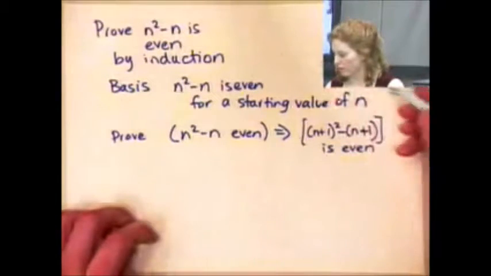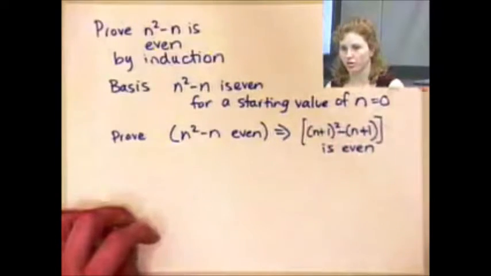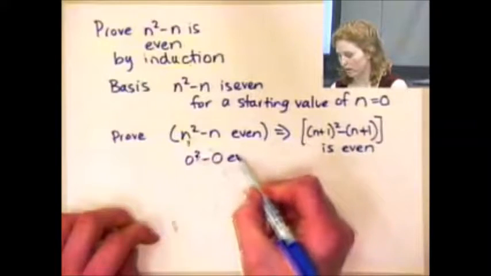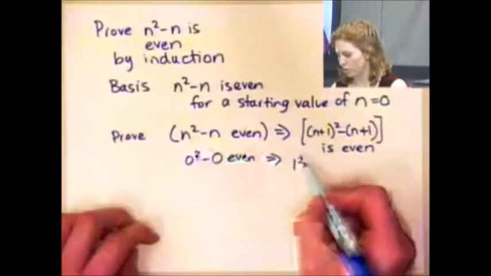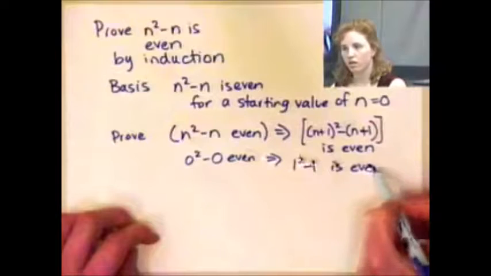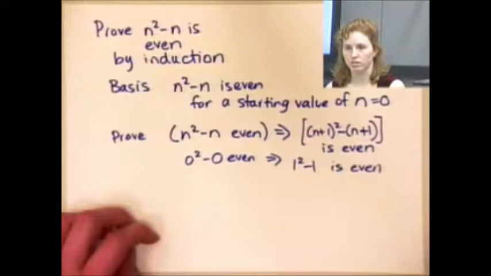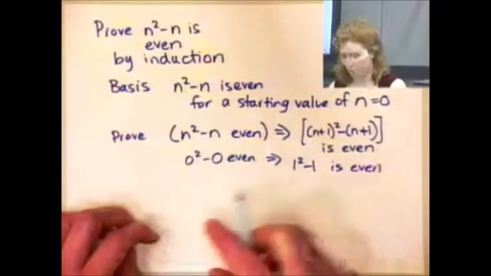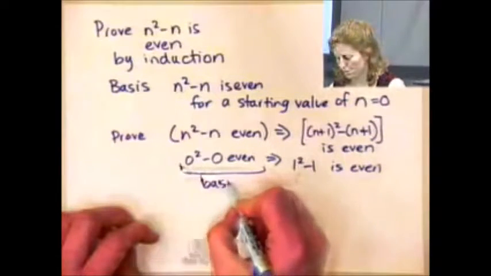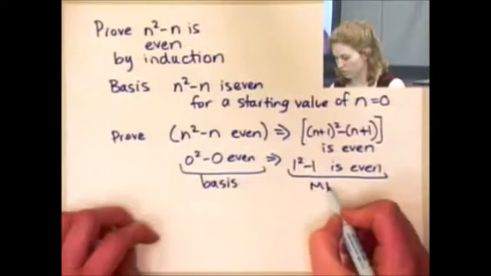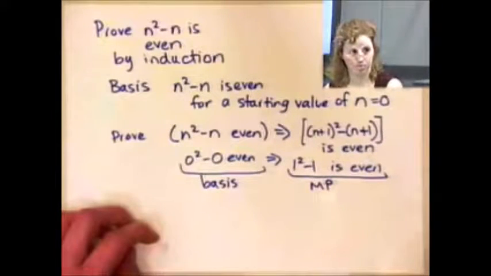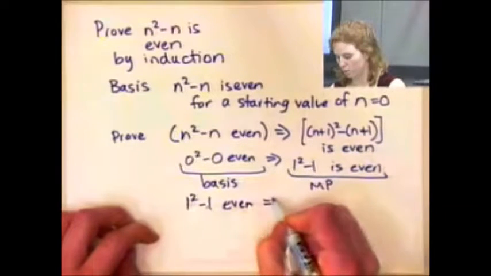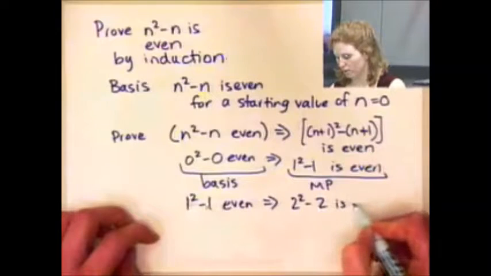So let's say starting value n equals 0. If I prove it for 0, then if 0 squared minus 0 is even, that means that 1 squared minus 1 is even, just by plugging those in. And by modus ponens, since I know this side is true, I would know that is true, because my basis will prove this, and modus ponens will give me this, since I know the implication is true. And that means that the next one's going to be true. 1 squared minus 1 is even is going to imply that 2 squared minus 2 is even.